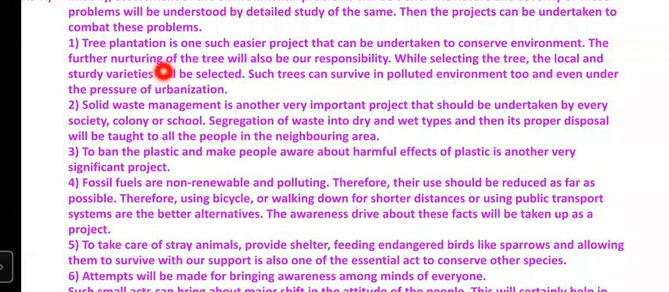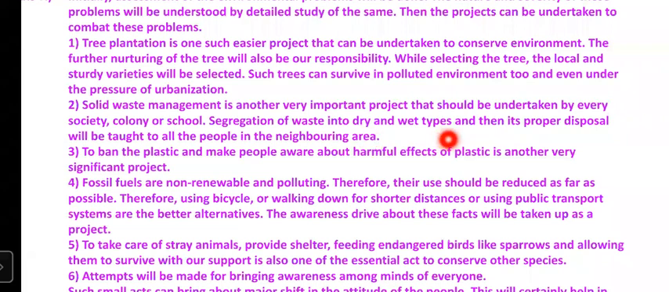Second point, solid waste management is another very important project that should be undertaken by every society, colony, or school. Now, what you have to do in this? Segregation of waste into dry and wet types, and then its proper disposal, will be taught to all the people in the neighboring area. So you have to explain in the neighboring area the importance of segregation of waste into dry and wet types. And not only segregation, then proper disposal should be done.